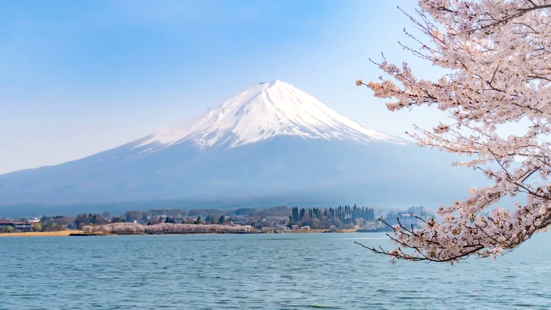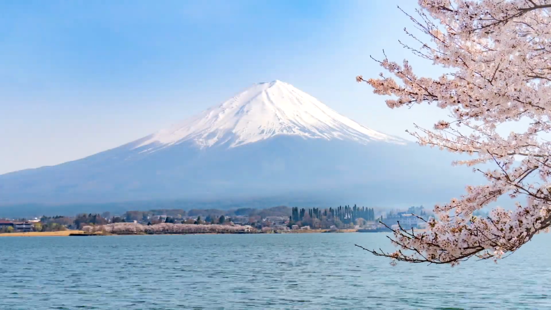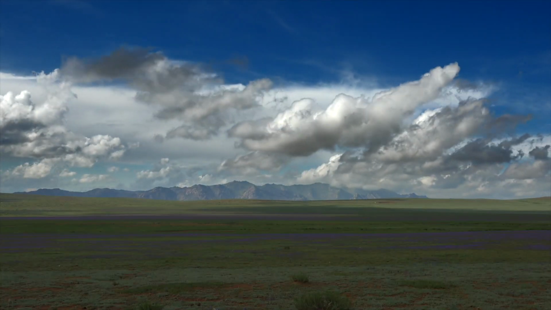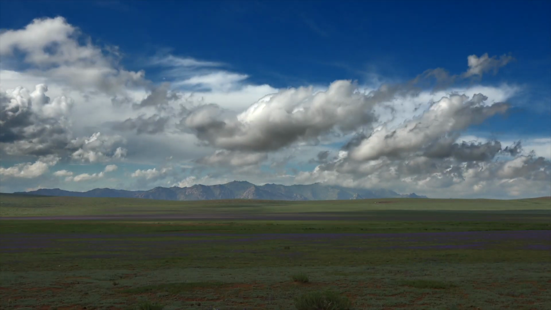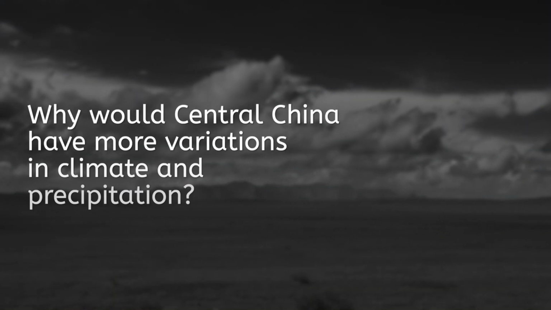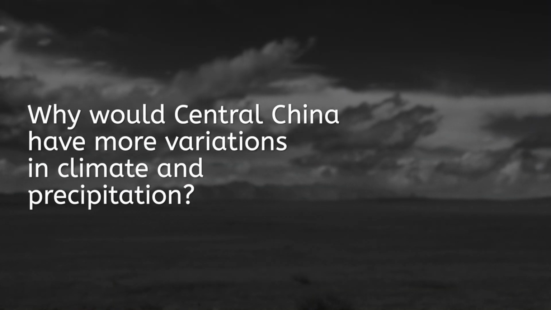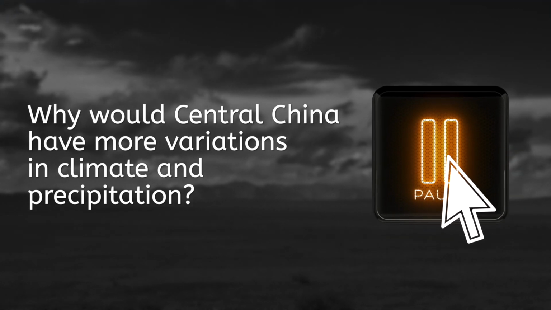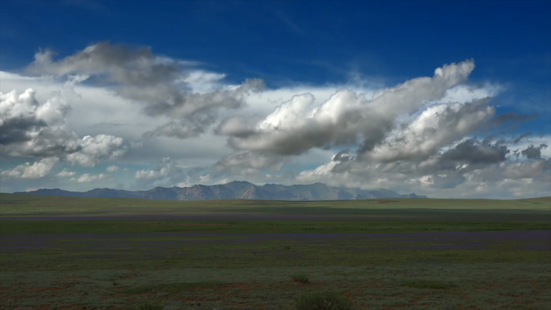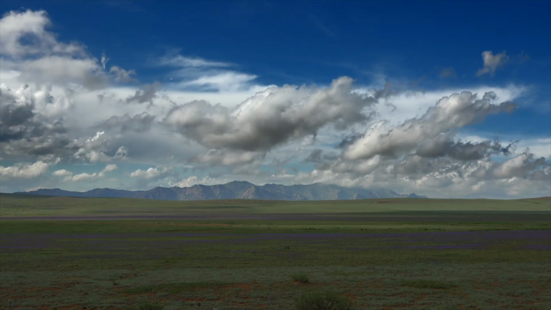Temperate coastal areas like Japan see moderate changes in the temperature, while inland areas such as central China, with several nearby mountain ranges, see the greatest climatological variations. Why would central China have more variations in climate and precipitation? If you mentioned the orographic effect from the surrounding mountains, great job!